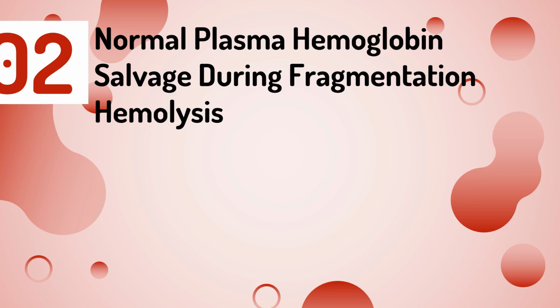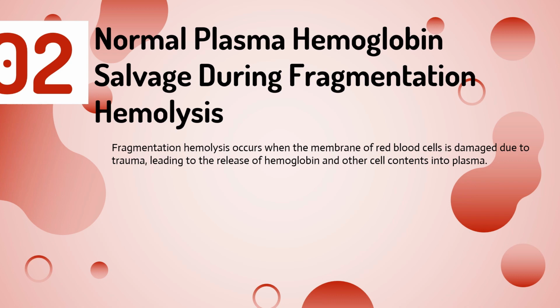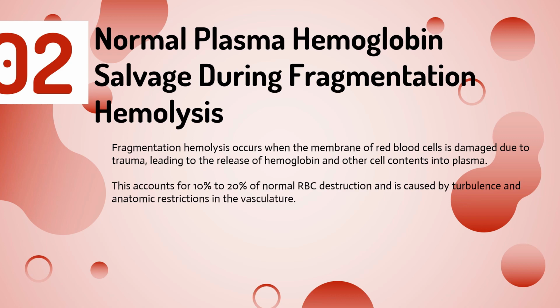Second, we have normal plasma hemoglobin salvage during fragmentation hemolysis. Fragmentation hemolysis occurs when the membrane of red blood cells is damaged due to trauma, leading to the release of hemoglobin and other cell contents into plasma. This accounts for 10% to 20% of normal RBC destruction and is caused by turbulence and anatomic restrictions in the vasculature.